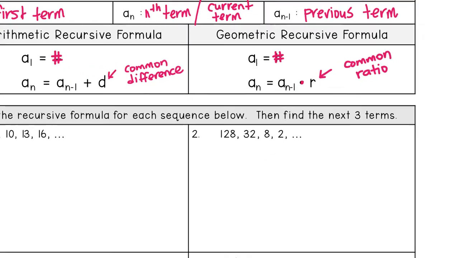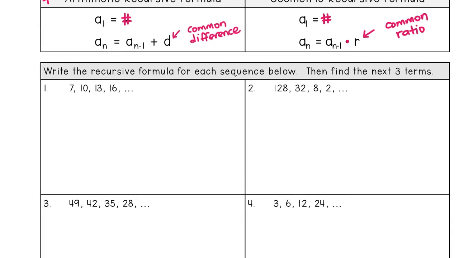So in the examples it says, write the recursive formula for each sequence below, then find the next three terms. So we need to write a formula that looks like this, where you have a sub 1 and a sub n, and then we're also going to have to find the next three numbers. So whatever list that we have, they want us to find three more that go after it.